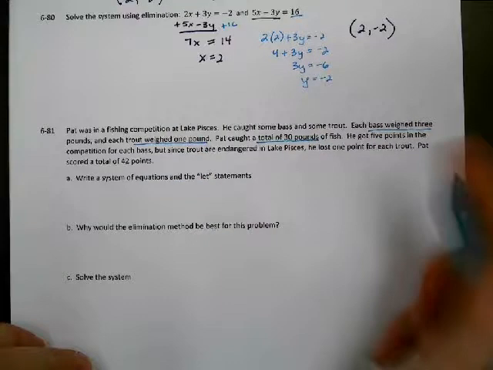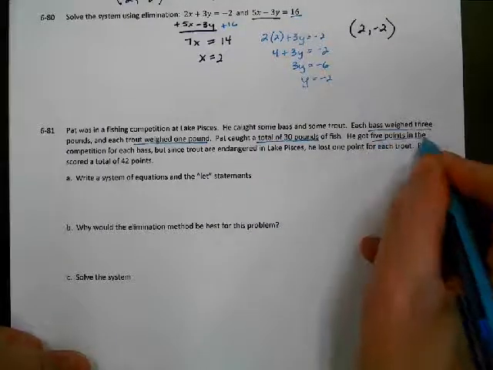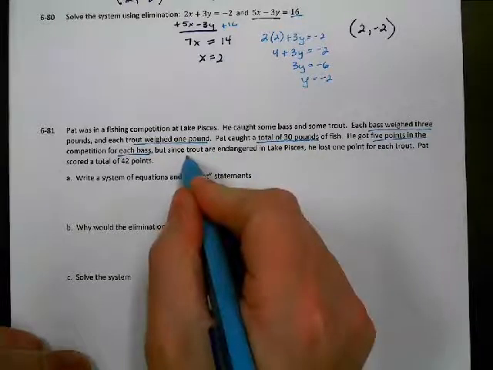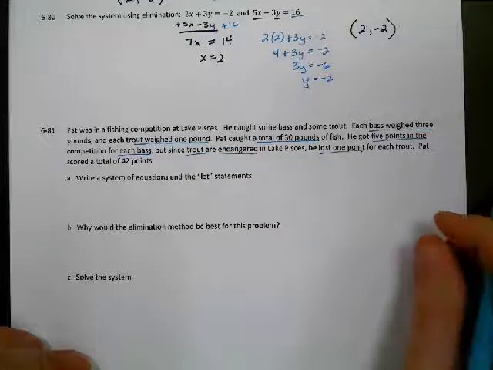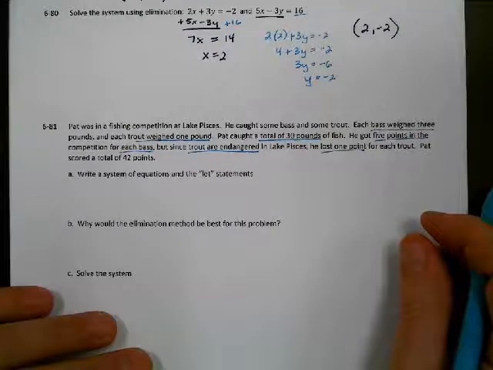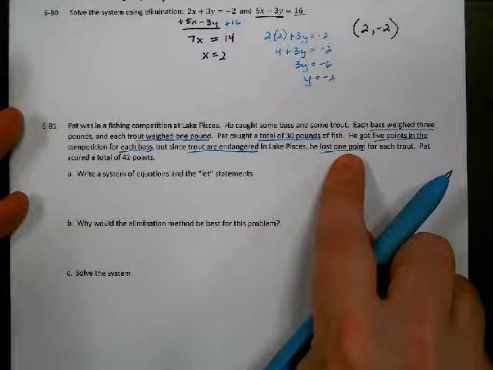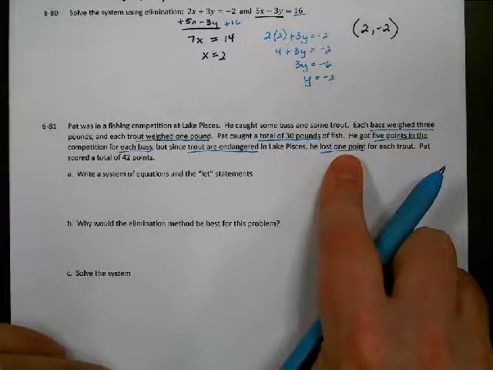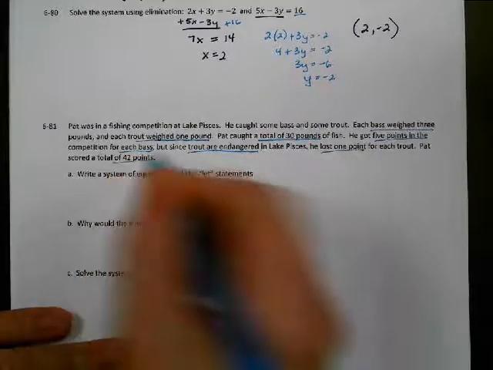Okay, on top of that, he's getting 5 points in the competitions for the bass, but trout are endangered. He lost 1 point for each trout. Pat, what are you doing? Why is he keeping the trout? If you're losing points, just throw them back, you fool. What a dummy. All right, anyways, Pat scored 24 points. Okay, so that's equals 24.